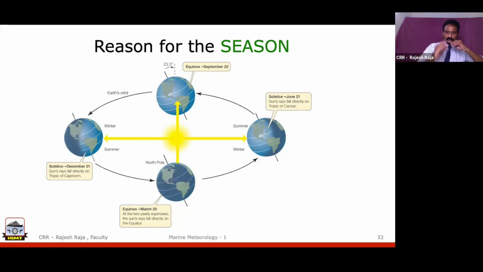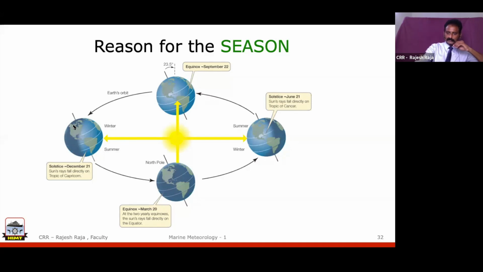Please look at the Earth's position on the top and the bottom. These are the two equinoxes. And this is the place because of the tilt of the Earth. You will see the sun's rays directly hitting on the equator. But when you look at the right side picture, which is your northern hemisphere summer, you will see it is directly hitting the Tropic of Cancer. And on the left hand side, it is hitting the Tropic of Capricorn.